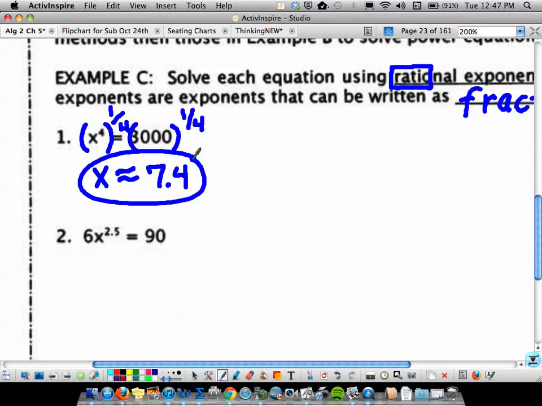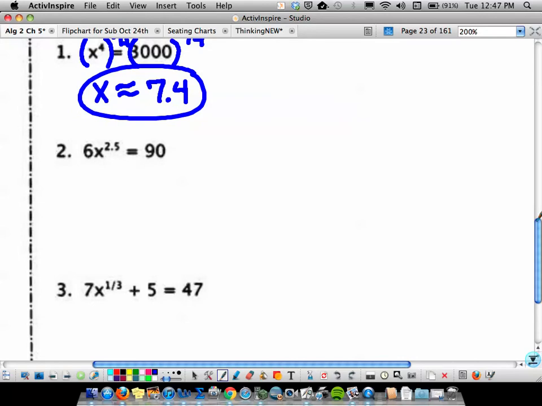So to solve a power equation, we can raise both sides to the reciprocal of the given power to eliminate it. Let's look at the next one. The next one here, we have an x raised to the 2.5. So we'll deal with getting rid of that 2.5 in a moment. But the first thing we should do when we look at power equations is remember all the other good solving strategies we already know.